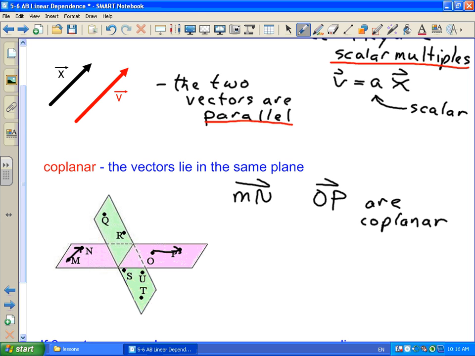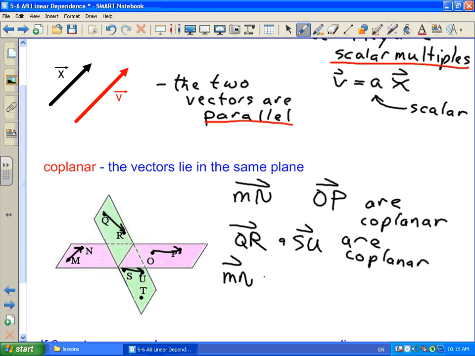And of course, I could do the same thing for these other points that I've got. I could say that the vector QR and the vector SU are coplanar as well, because they join points that are both lying in the green plane there. Okay. However, something like MN and QR aren't necessarily coplanar. So MN and QR are not coplanar.